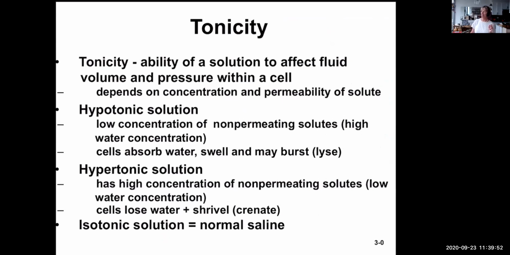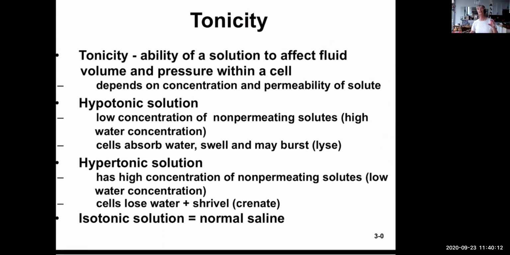So we have another name for concentration. It's called tonicity. And it affects the movement of water within a cell. So there are three different types of tonicity. One is known as hypotonic, one is hypertonic, and one is isotonic. And one thing to keep in mind that's very important is tonicity is relative. So something is relatively hypotonic to something else.